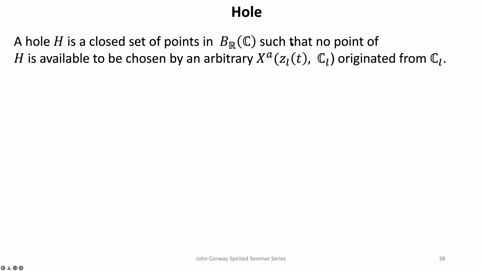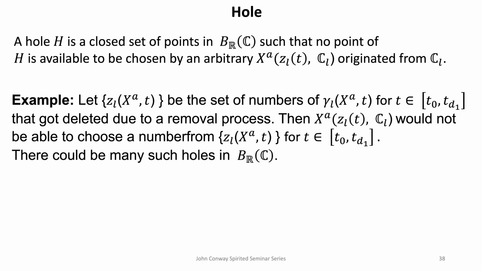This random variable Z_L_T for the complex plane L, generated from the plane L, has some arbitrarily given name X_A, originated from the C_L. For that particular random variable, the closed set of points in the hole H are not available to be chosen anymore, as we just saw in the previous diagram, the shaded lines. That part of the disk cannot be reached.